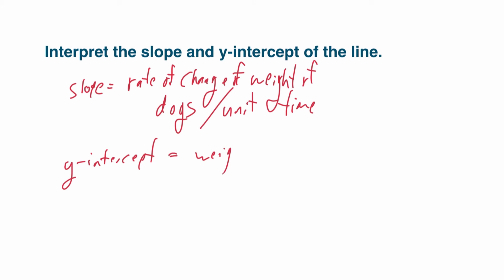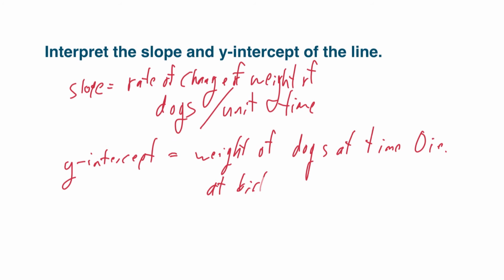And then the y-intercept would be equal to the weight of dogs at time 0, i.e. at birth. Okay? So our y-intercept and our slope here are estimations of the average rate of growth of dogs' weight, and in the case of the y-intercept, the average birth weight of the dogs. Keep in mind that both of these are just estimates. I took some data and I tried to create summary statistics related to them. They're not necessarily precise. We would need potentially more data to be able to do it more precisely.